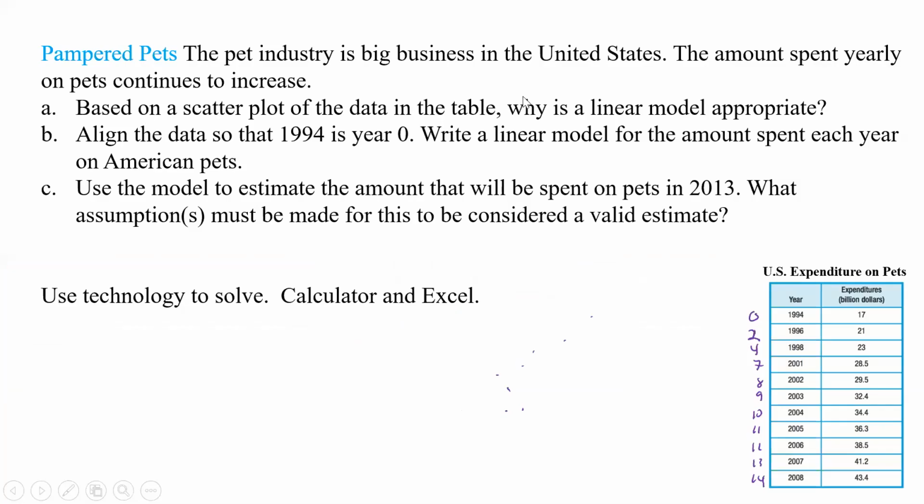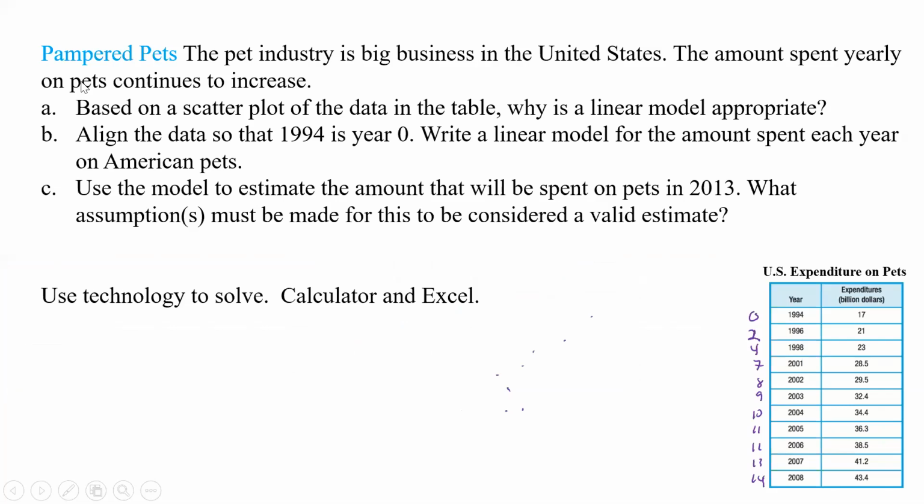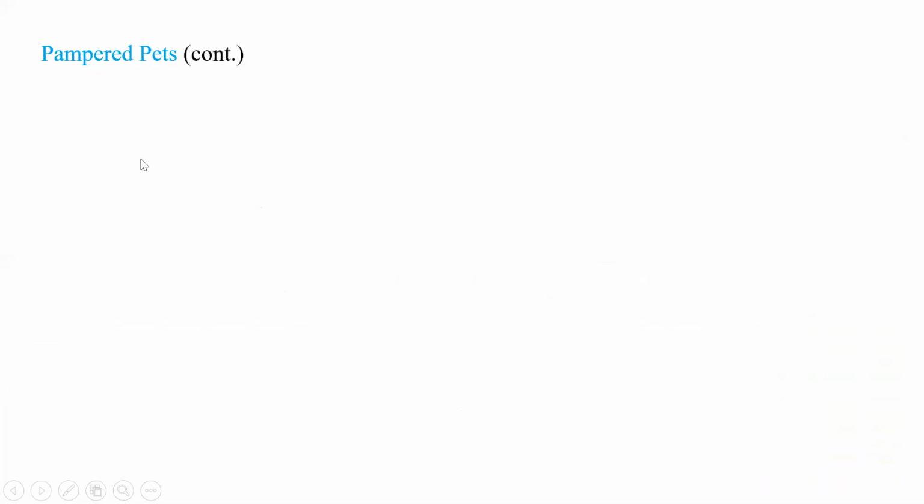So we've done that. We've seen it's a linear model by plotting it in both the calculator and Excel. And we've aligned the data so that the year was 0. And now write a linear model for the amount spent each year on American pets. Okay, so that's what we need to do here, or let's do it over here so we can have big space. And so what we're writing on pets, let's call it P of X maybe.